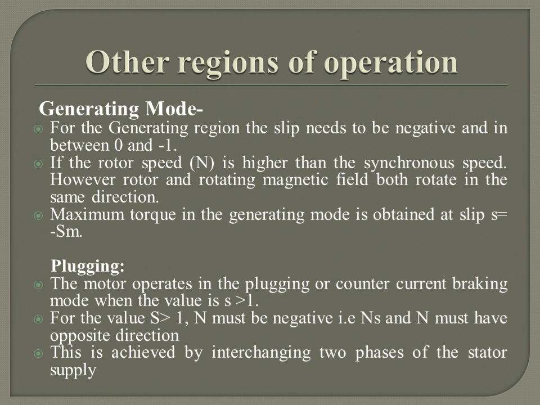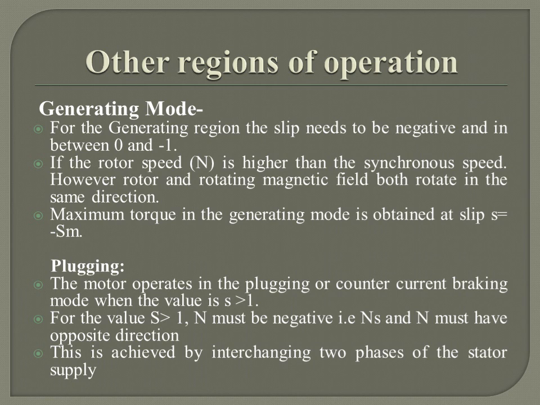Okay, so the other regions of operation are the generating mode and the plugging. For the generating region, the slip needs to be negative and its value lies between 0 and -1. If the rotor speed is higher than the synchronous speed, that is n is greater than ns, such a region of operation is known as the generating mode. However, in this case, the rotor and the rotating magnetic field both rotate in the same direction, and the maximum torque in this region is obtained at a slip s equal to -sm.